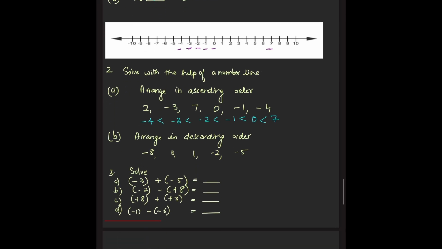Next one. Arrange in descending order means largest to the smallest. I'm going to use the same number line. You may have to draw a separate one. Okay, -8. Oh, sorry, -8. -8, +3, +1, -2 and -5. Now because it's descending, this is the greatest. So this one is first, second, third, fourth, and then fifth.